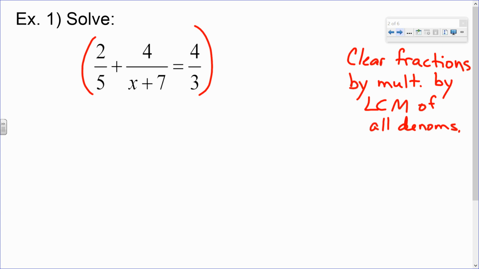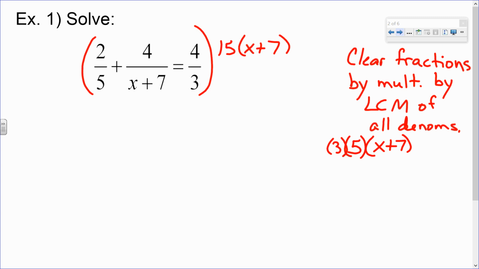So for this one, the denominators are 5 and x plus 7. So we need a 5 times an x plus 7. And then we also have a 3, so we also need times a 3. So we need to multiply all 3 terms by 15 times x plus 7.